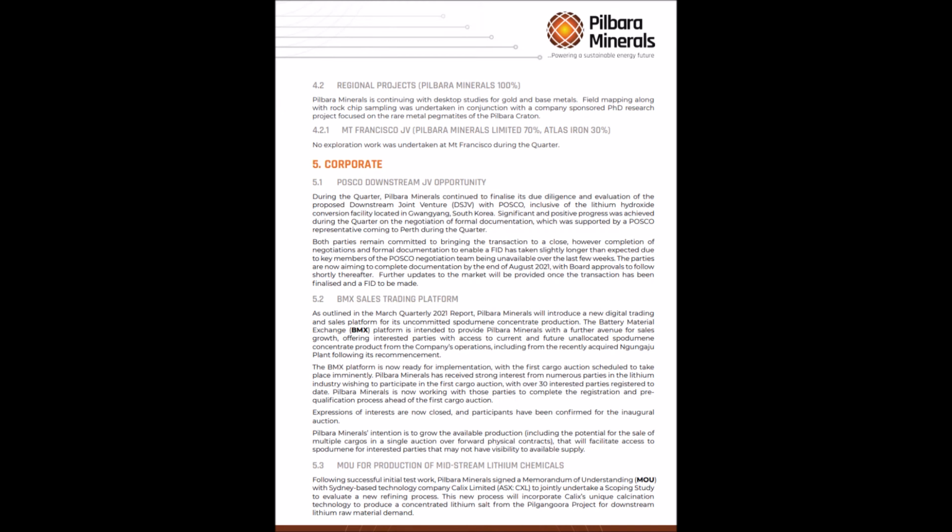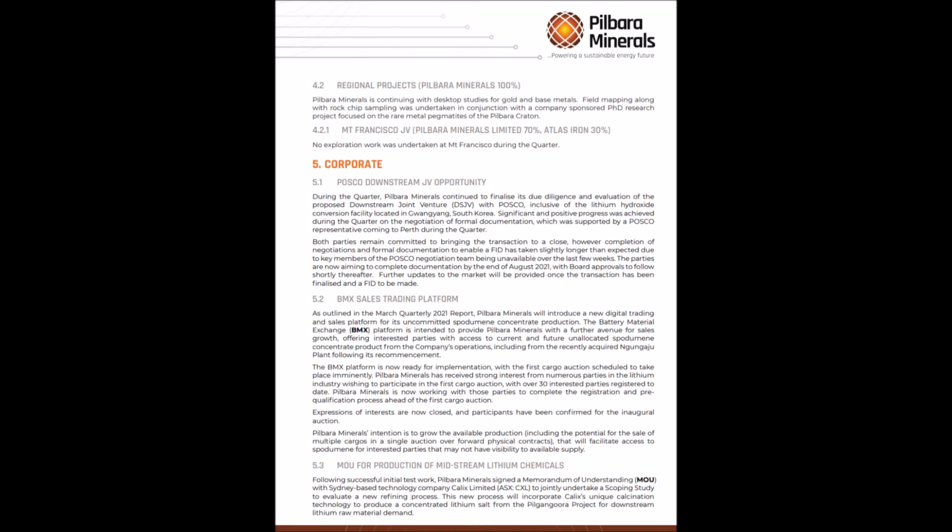Moving on to the final section of this report, we're looking at the corporate overview, section 5. And you can see on the first page, something that Pilbara Minerals does, unlike other companies, is that they've got many opportunities currently going on. So the first is a JV opportunity, they've also got a trading platform opportunity, and they have a memorandum of understanding opportunity right there at the bottom.